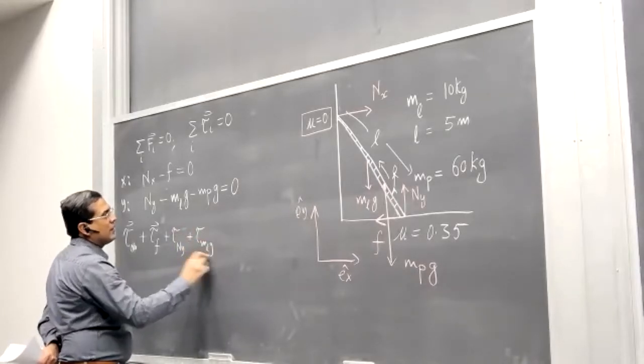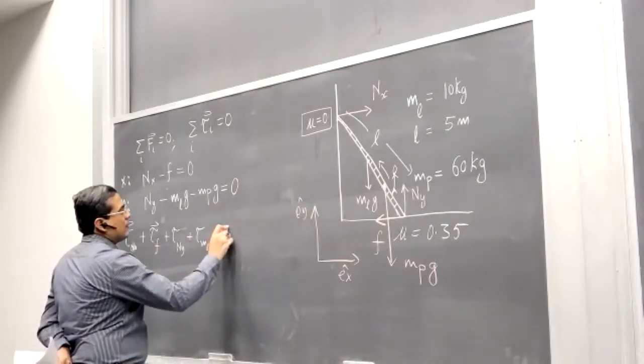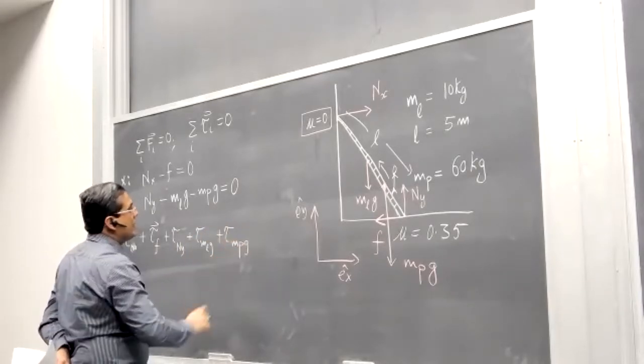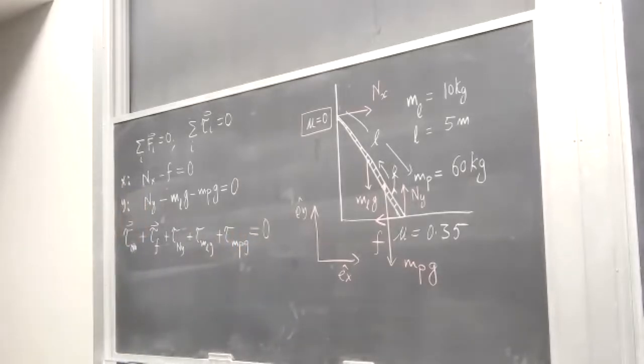mlg, then the torque due to mpg, and all should be equal to 0. So let's find out all these torques. What would be the torque due to Nx? Anyone?